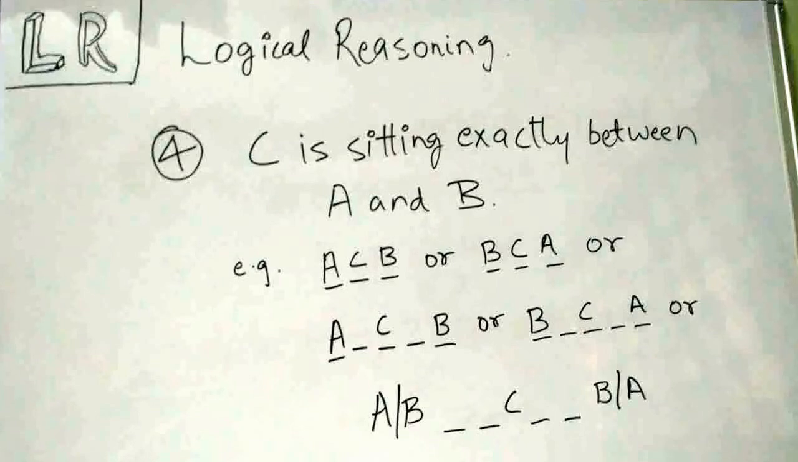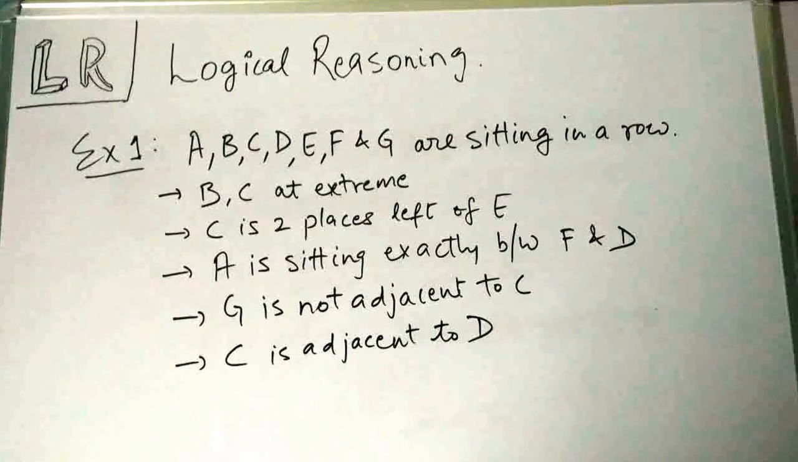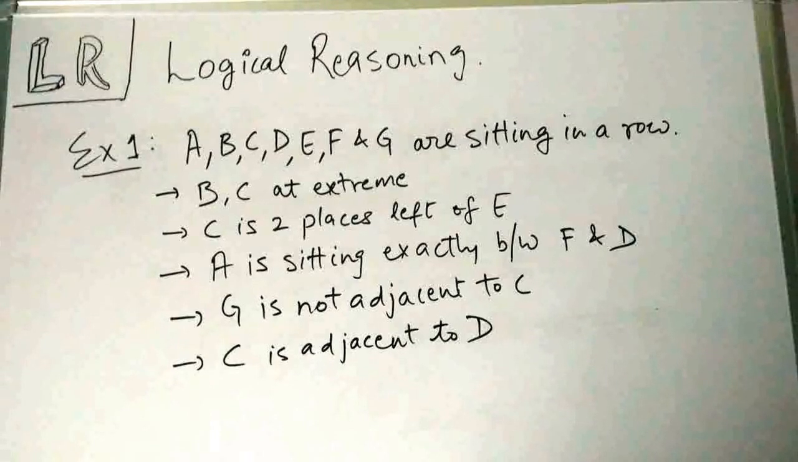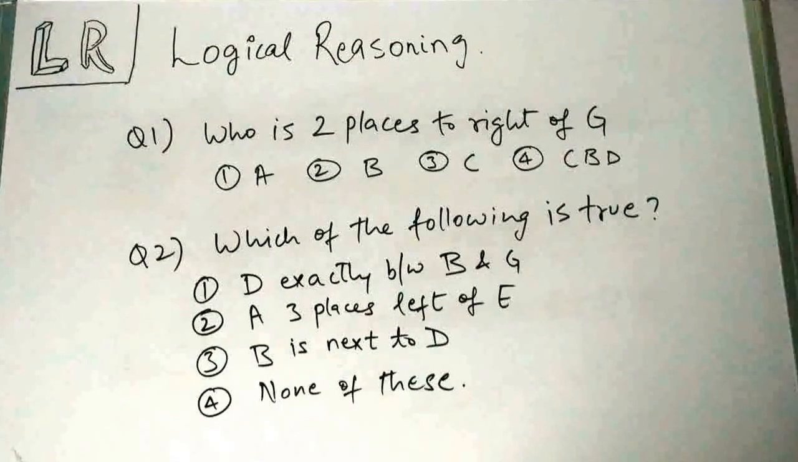Alright, so let's move on to our first example. This is quite a simple one, just to make sure that you get all the concepts here. We have a question where A, B, C, D, E, F and G are sitting in a row, and it's known that B and E are sitting at the extreme ends, and C is two places to the left of A. A is sitting exactly between F and D, and G is not adjacent to C, and C is adjacent to D. These are the statements of this question.